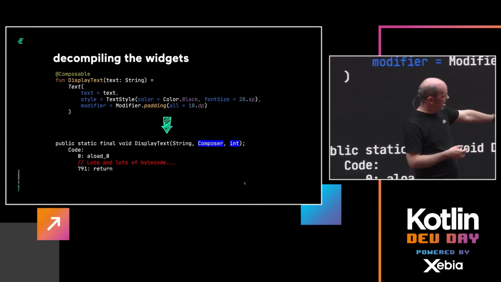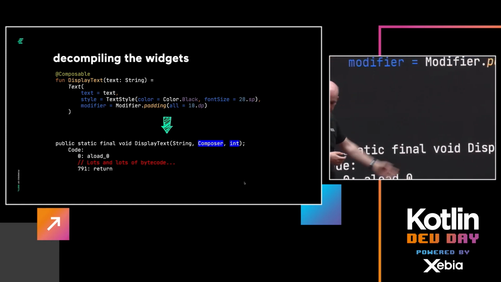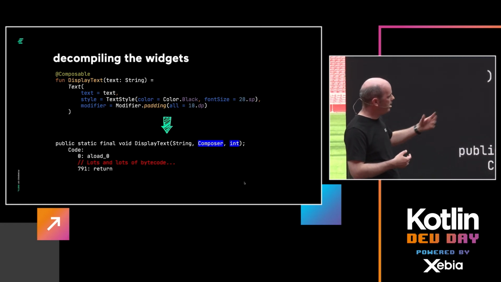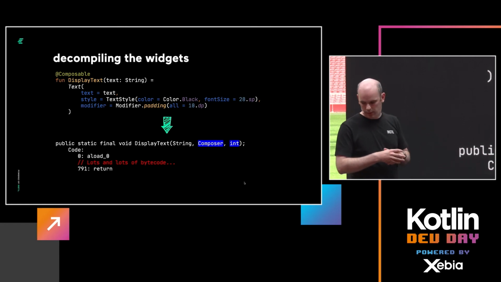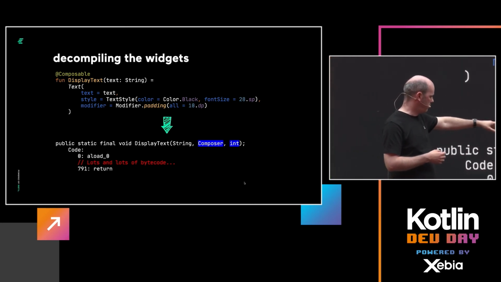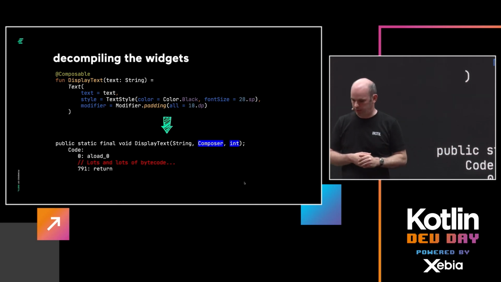And it introduces a composer object and an integer and some other stuff to allow it to emit the kind of nested node-like structure that we're going to build from our application. So this display text node has got loads and loads of bytecode, but we're modifying it so that we've got this composable function.